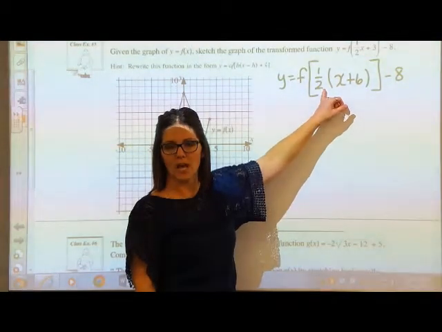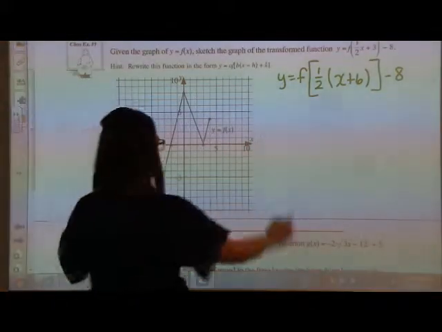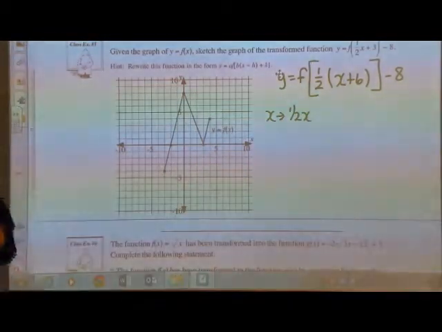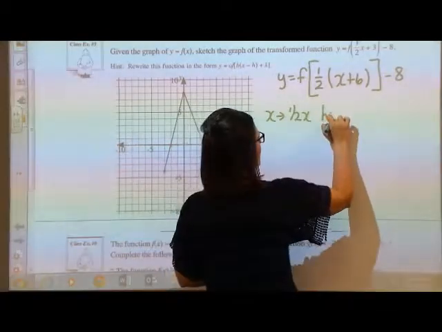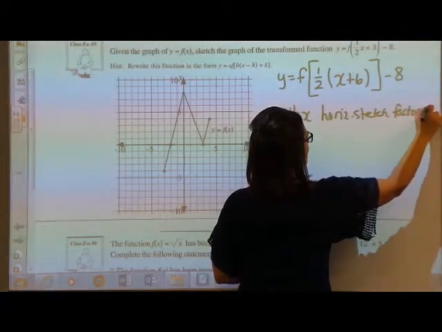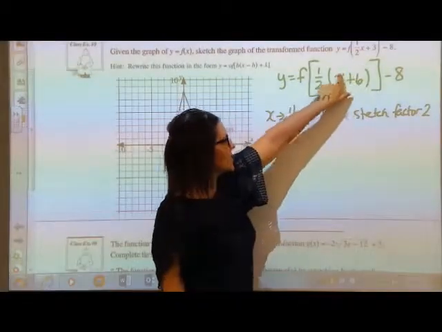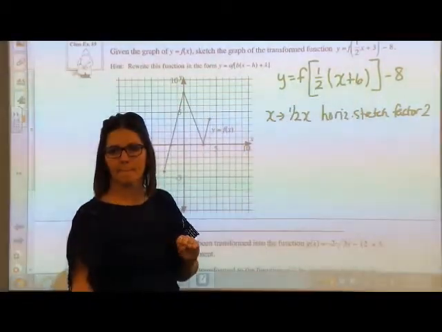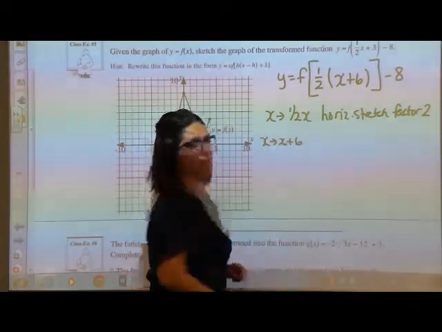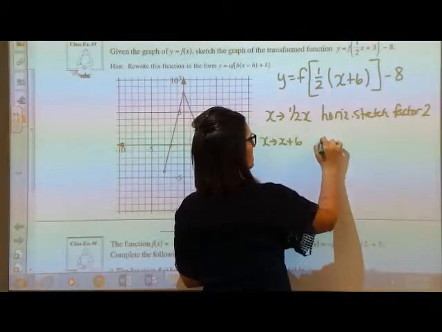So what was the replacement? How did I get that 1/2? What did I replace? x with 1/2 x. And what does that tell me to do? The horizontal stretch by 2. Okay, so horizontal stretch factor 2. What's my replacement to get this plus 6? x with an x plus 6. And that tells me to do what? Horizontal translation, 6 units left.